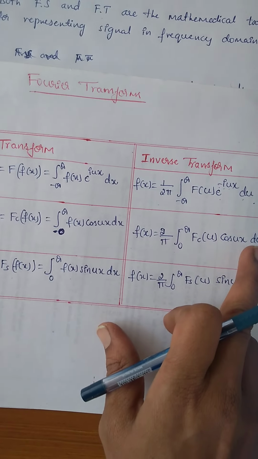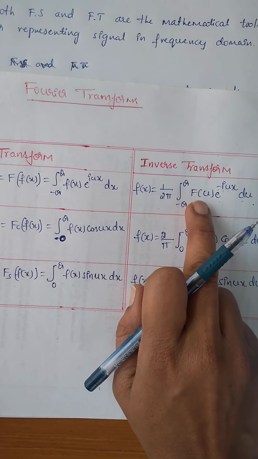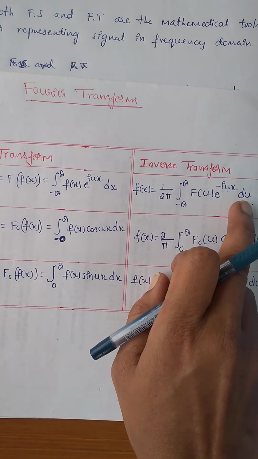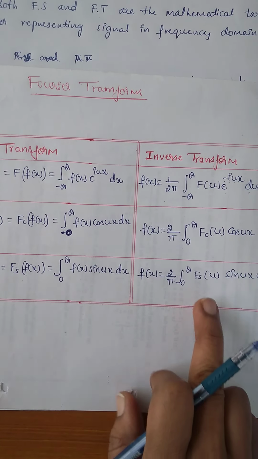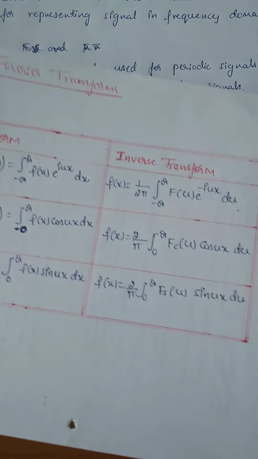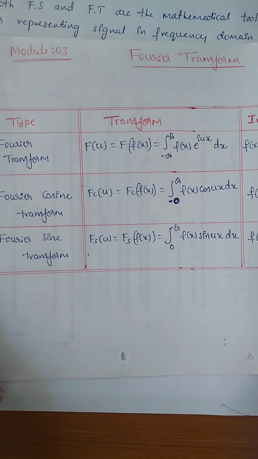In the inverse formula we take the Fourier transform answer, whatever Fc of u or Fs of u we are getting, substitute and integrate with respect to u, with cos ux and sin ux. Okay students, in the next video I am going to explain Fourier transform problems.